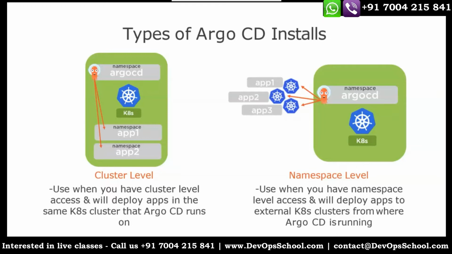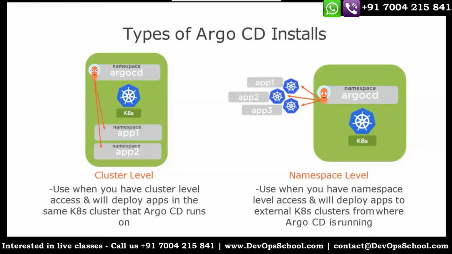So in the first image, what we call cluster level, that means we installed the Argo CD app in one dedicated namespace named Argo CD. So my Argo CD application is running in the Argo CD namespace of my cluster. Now, using that application, you can deploy applications in the different namespaces of that same cluster. That's called cluster level.